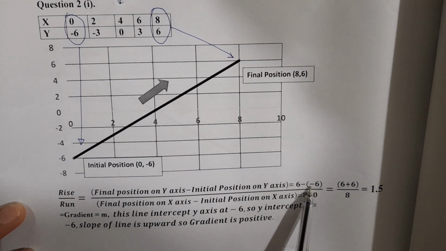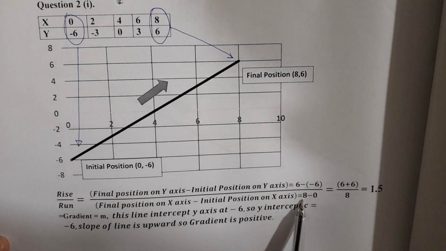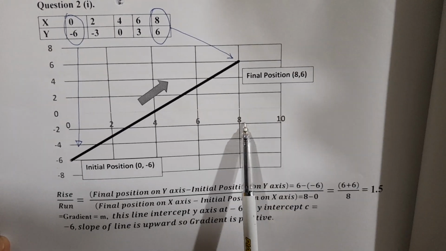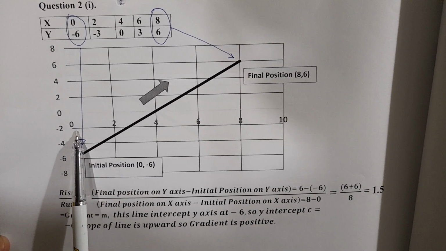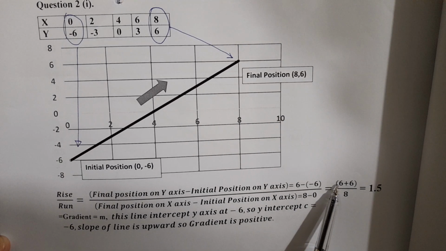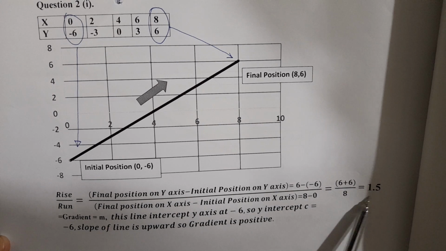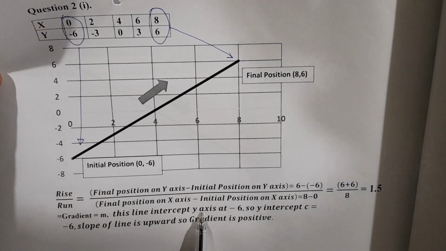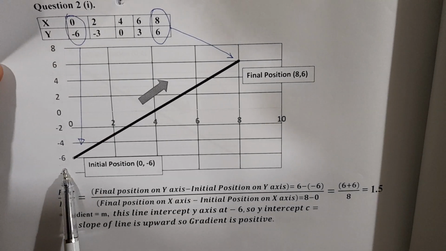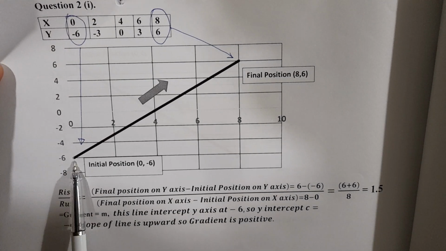So 6 minus bracket start minus 6 divided by final position on x axis, that is 8, and initial position on x axis, that is 0. So that makes 6 plus 6 divided by 8, which is 1.5. So gradient is 1.5. This line intercepts y axis at minus 6. So y intercept c is minus 6.